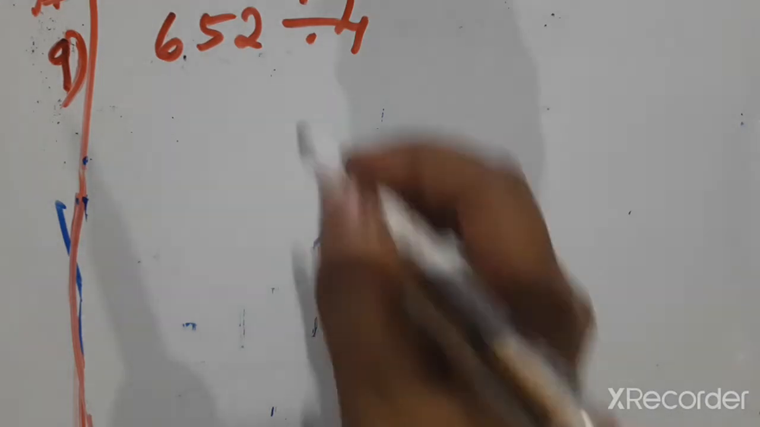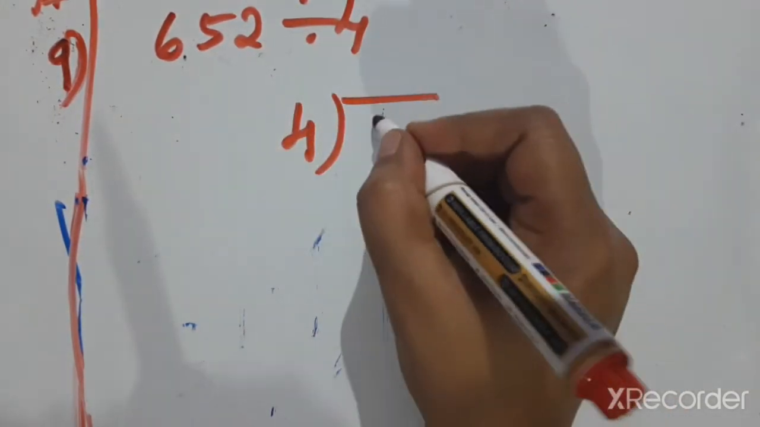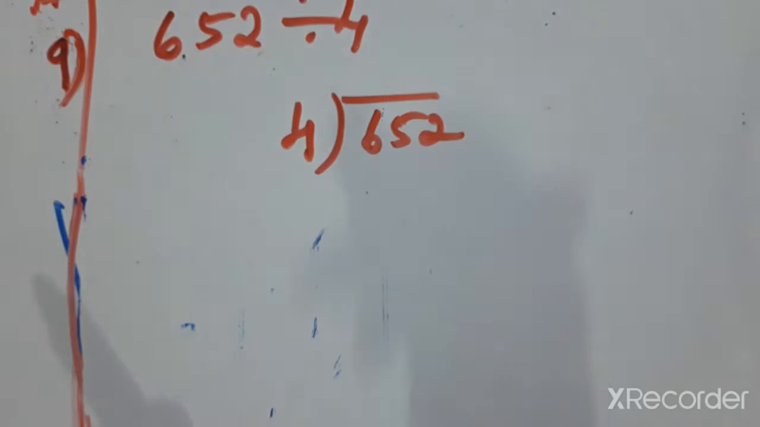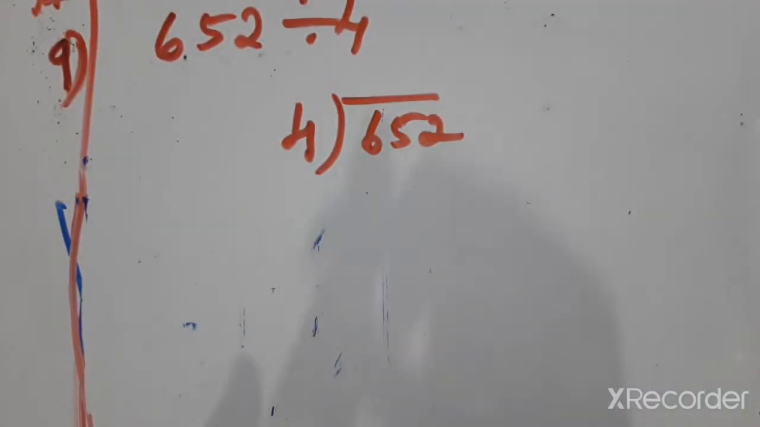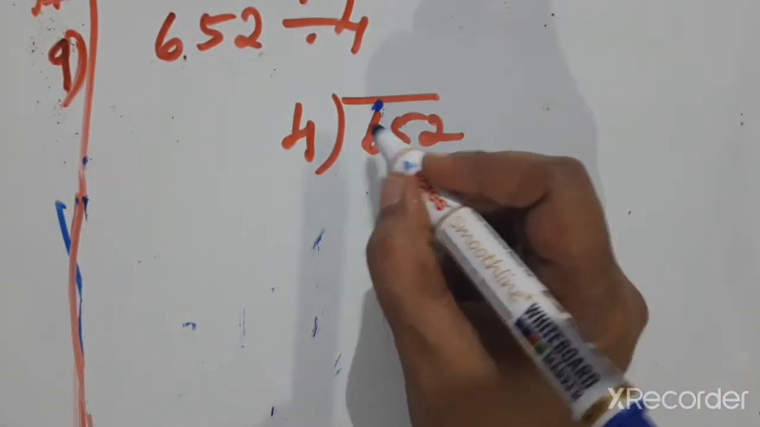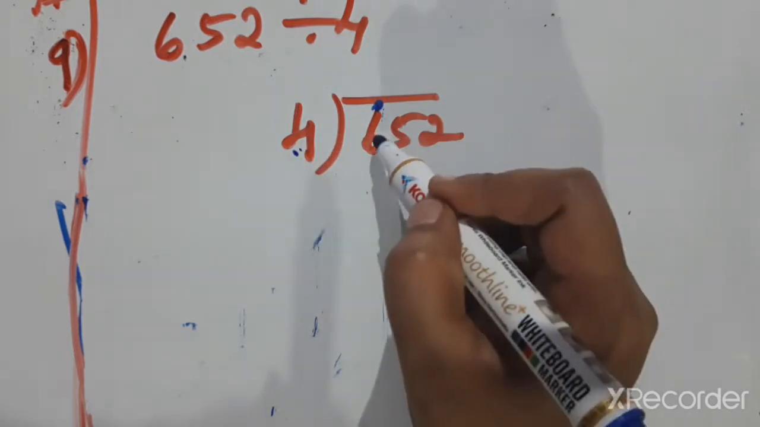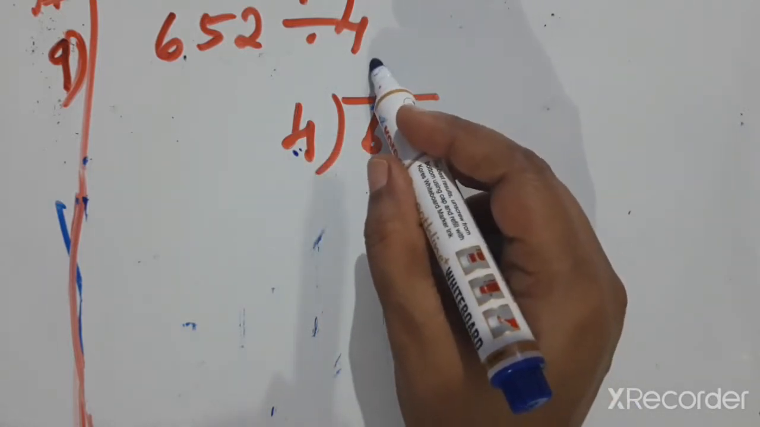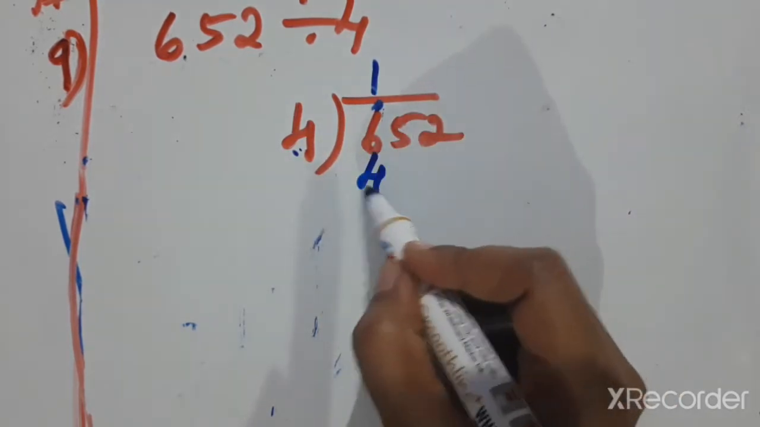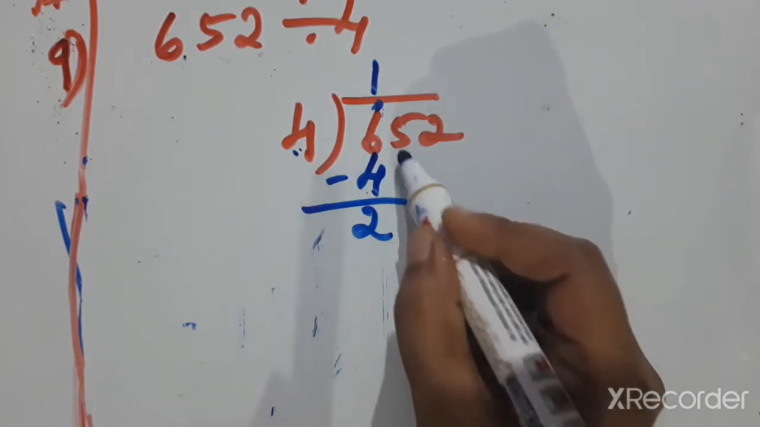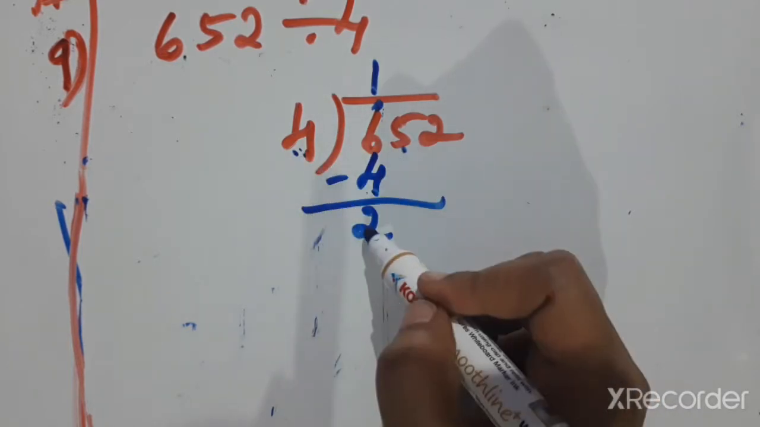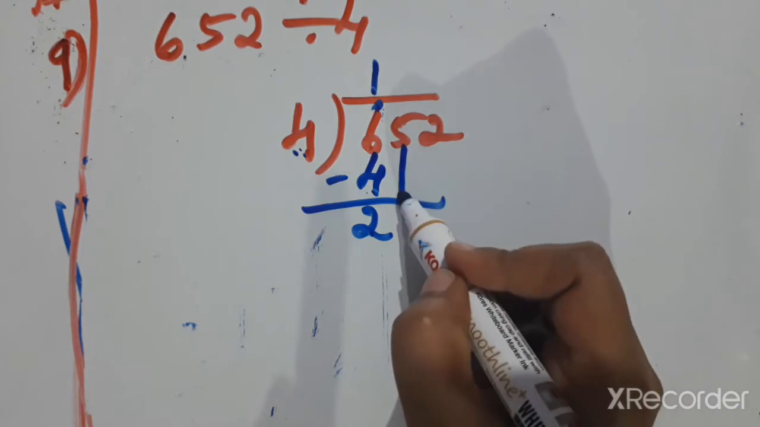Now the 9th one, 652 divided by 4. So whether we can consider 6? Yes, because 6 is greater than this. 4 how much are nearer to 6? 4 ones are 4, 4 twos are 8, so 4 ones are 4. 6 minus 4 is 2. 4 how much are 2? We can't, so one number we can bring down.